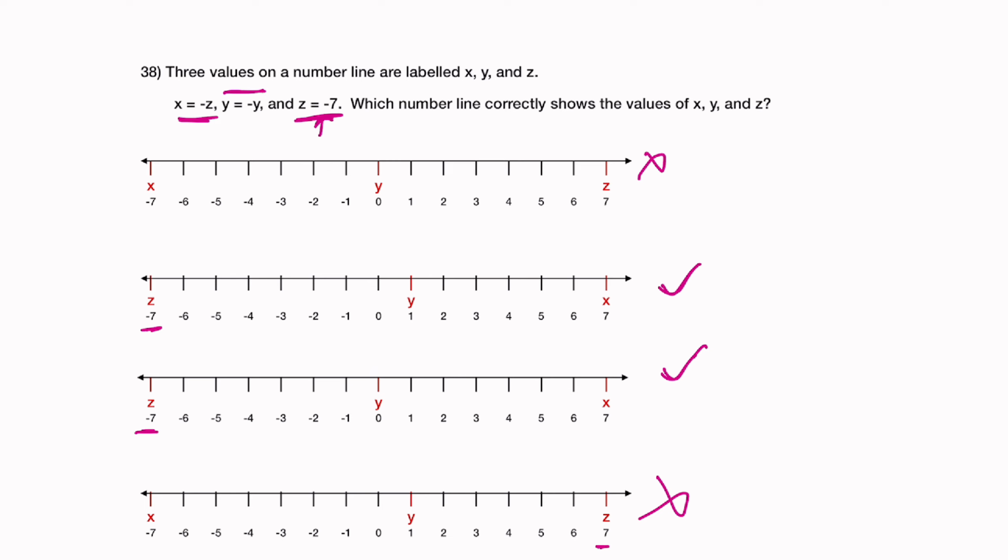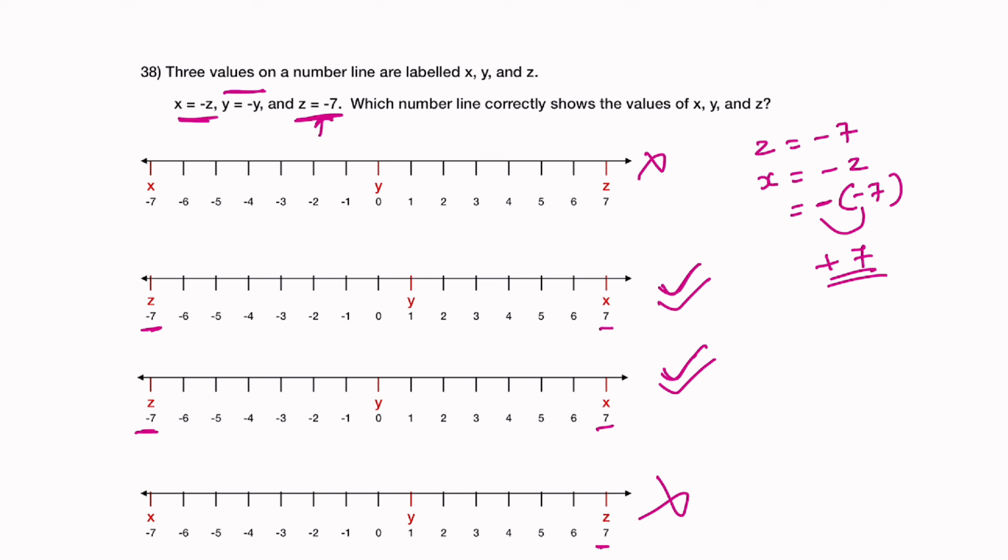Then it says x is equal to minus z. So z is minus 7, right? And x is minus z. So we write minus, and z is how much? Minus 7. So this is minus times minus is plus. And that's 7. So x has to be 7. Let's look at these two number lines. x is 7, x is 7. Okay, second condition also satisfied.